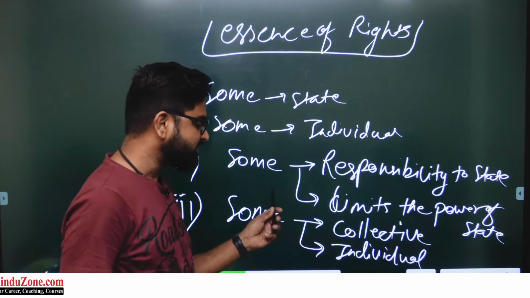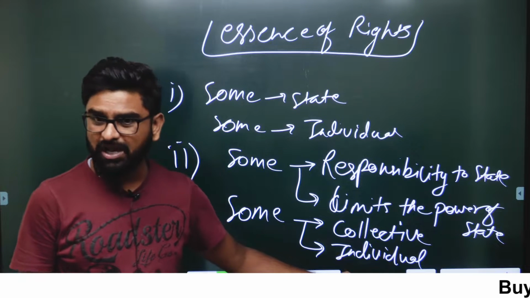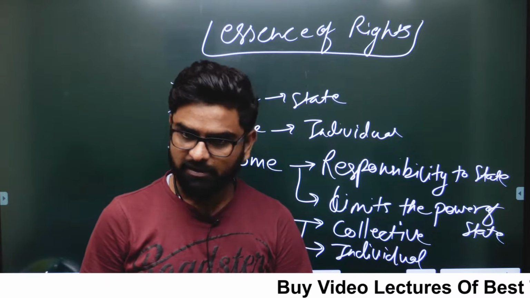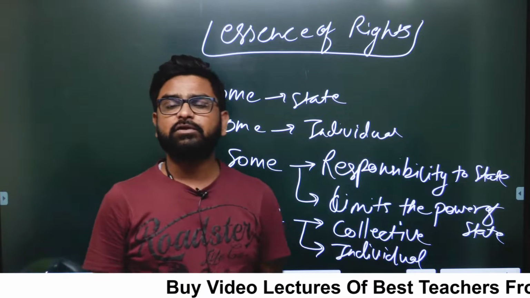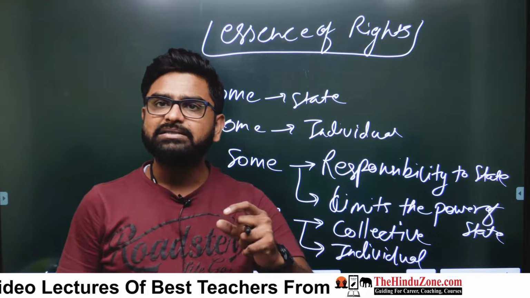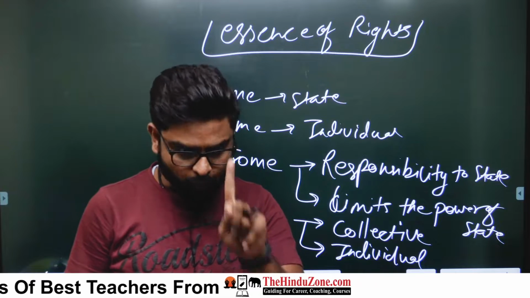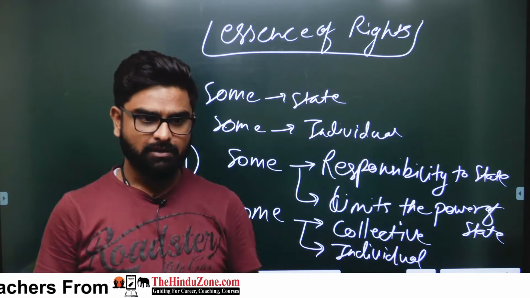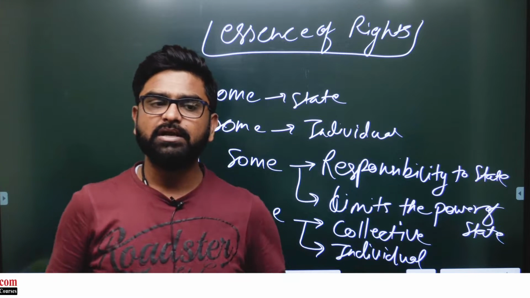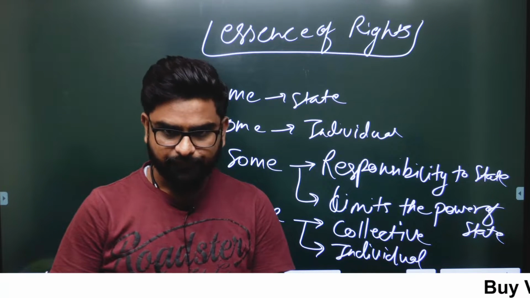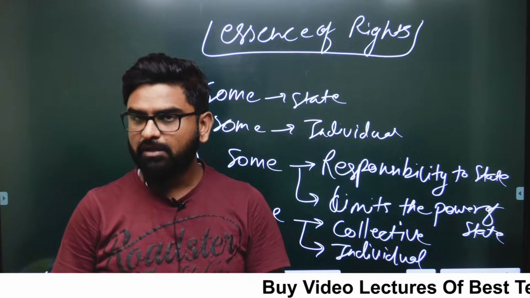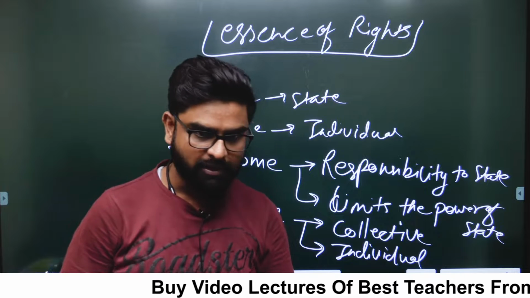So is it clear? Some rights empower the individual against the entire society, against the entire state, against everyone. Clear? Some are collective rights. For example, rights of minorities we will study. Minorities' rights are collective rights given not only to one person but to the entire minority, be it lingual. And remember the word minority we will discuss later on. It is not religious. For example, a Tamil person in Delhi is a minority. A Hindu in Jammu Kashmir is a minority.